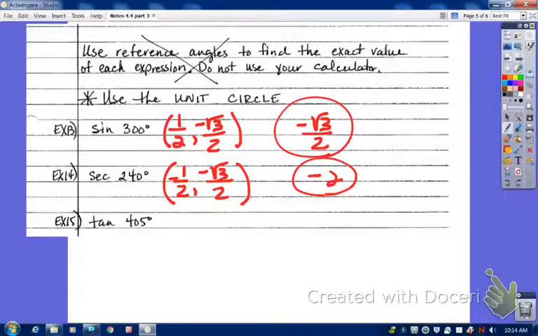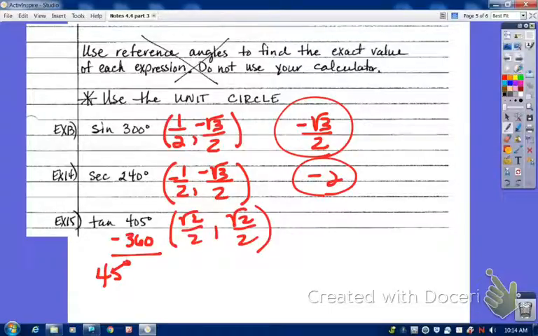Yes. What's the ordered pair at 405? You could subtract 360 to get a coterminal angle to make it a little bit easier. That's 45 degrees. Yep, so that's square root of 2. And I'm just writing the ordered pairs. You really don't even have to write the ordered pairs. You're just using your knowledge about the unit circle.